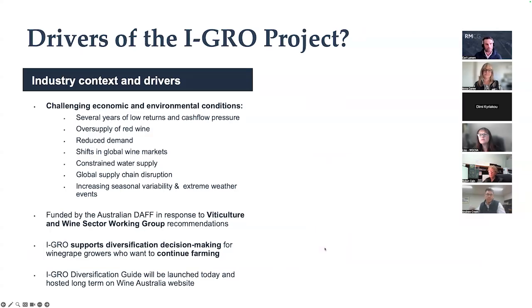So, where did this come from? We know that the wine industry at the moment is really challenging, both economically, but also some environmental headwinds there, particularly around the several years of low returns and cash flow pressure, some of the reduced demands and shift in global wine markets, as well as some of those increasing seasonal changes that we've seen over the last couple of vintages. This work was funded by the Australian Department of Agriculture, Forestry and Fisheries in response to the viticulture and wine sector working group's recommendations back in 2024.